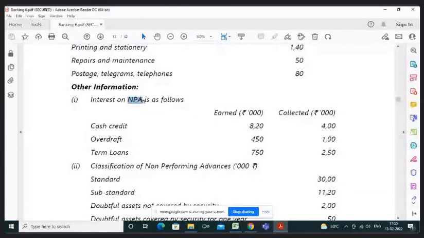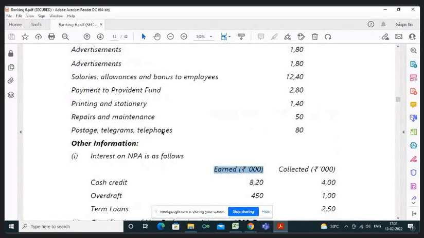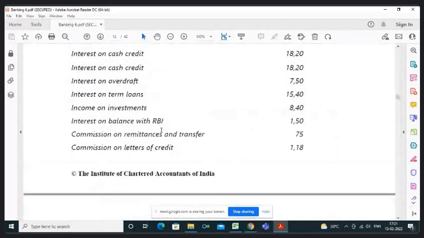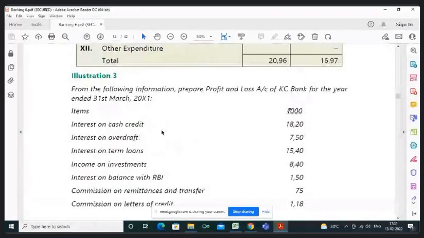They will always use the short form NPA, non-performing asset. So we should go by the interest collected. But in the ledger, how will they maintain? They will maintain in terms of interest earned. So we have to look at the interest income. We have interest income, interest on cash credit, overdraft, and term loans.